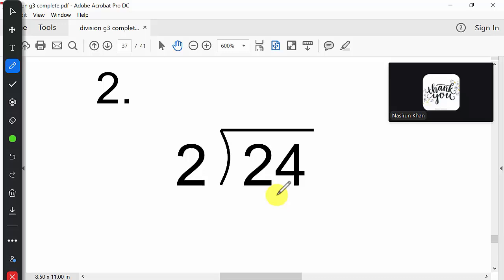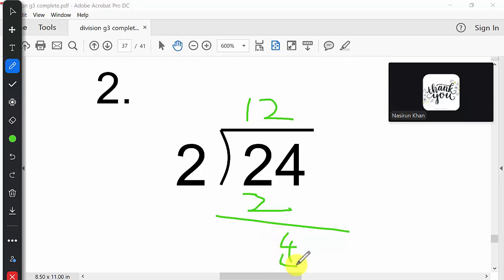But use this method. First we divide the first digit. The first digit is 2. 2 divided by 2 is 1. Then 1 times 2, we know the answer is 2, and then we subtract, it's nothing here, 0. Okay, so we don't need to write 0. Now we still have number 4 here, so we drop number 4. 4 divided by 2 is 2. Then 2 times 2 is 4, we subtract, and the result is 0. It means remainder 0. If the remainder is 0, we don't need to write it. So yes, the answer is 12. So the quotient is 12 without remainder.